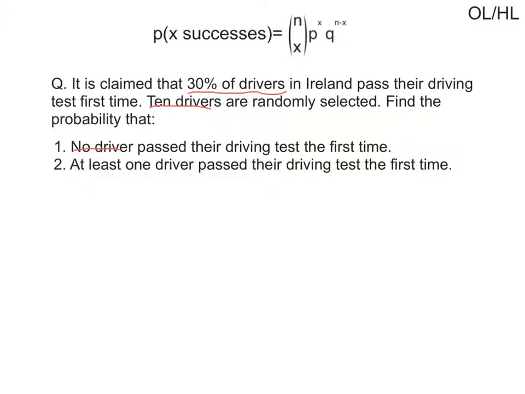The first thing we want to do for a binomial question is write down what n, x, p and q are all equal to. In this case, n, the number of trials, is going to be 10 as we have 10 drivers. So n equals 10. x is equal to the number of successes. In this case, no driver passed their test the first time, so x equals 0. p is equal to the probability of success. From the question, 30% of drivers passed their test the first time. So 30% is written as 0.3 in probability terms.